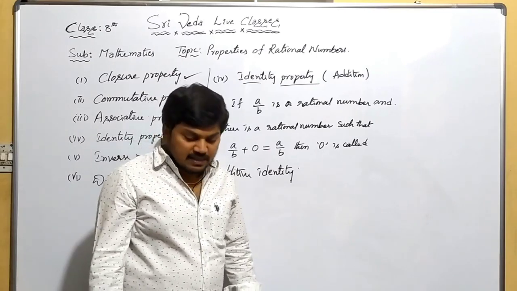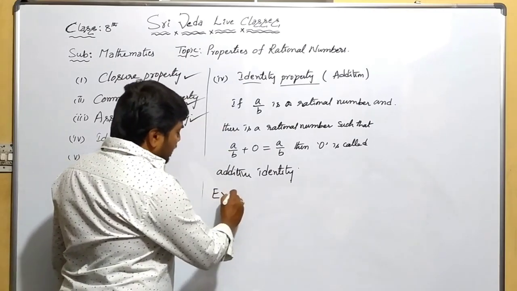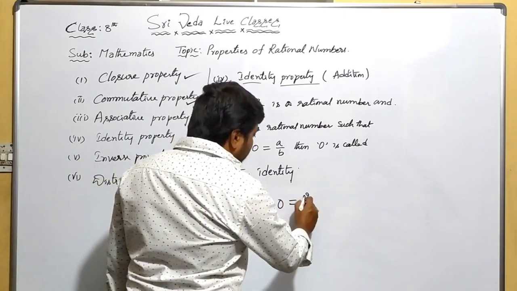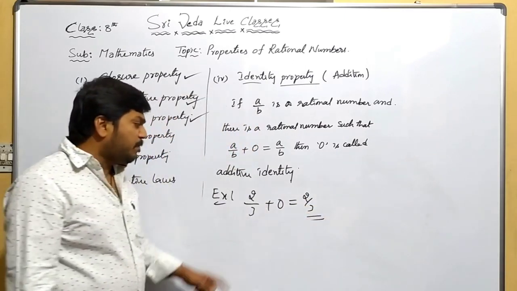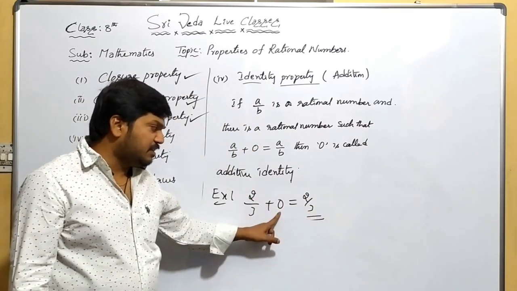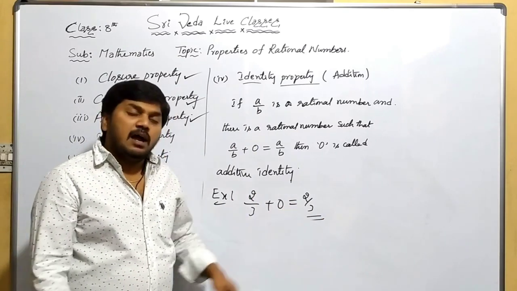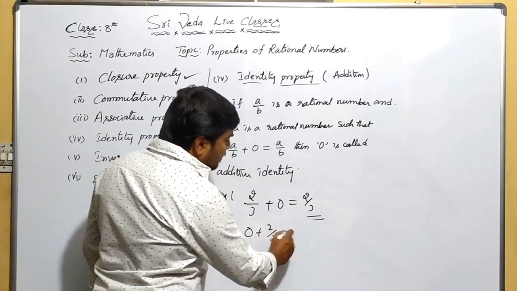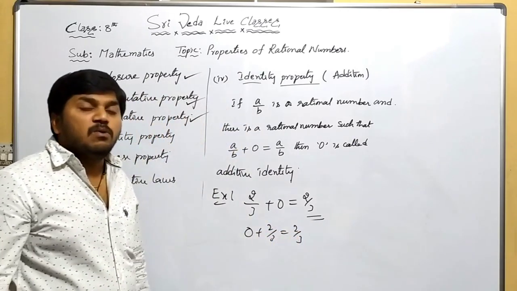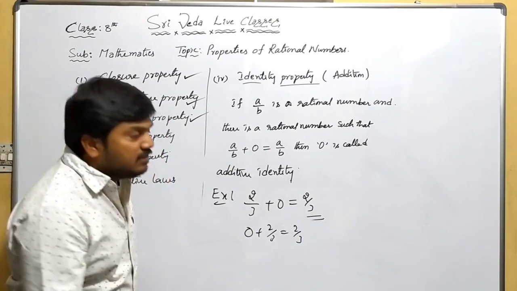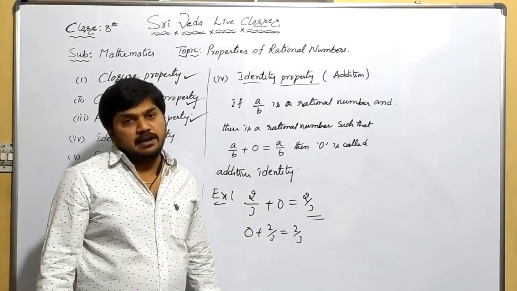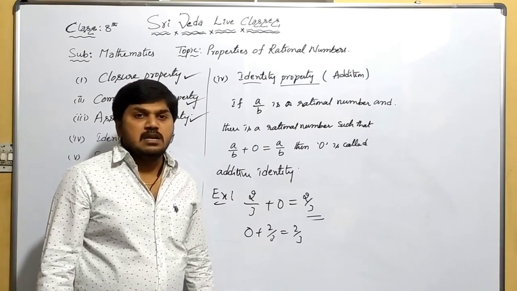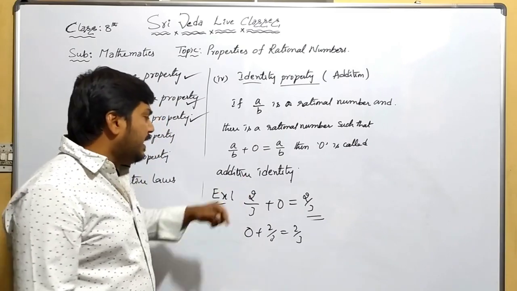Okay, understood now? Then for example, you can write it. 2 by 3 plus 0 equals, again we'll get 2 by 3 only, no? We can add like this also. You just observe this, 0 plus 2 by 3 is also 2 by 3. We'll get that same number. So that's why this property is called identity property. So 0 is called additive identity.